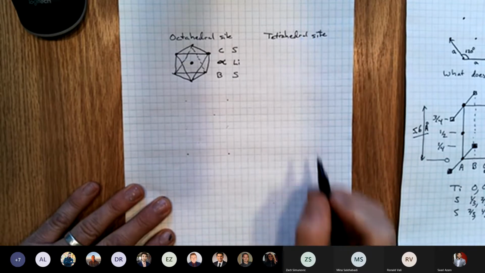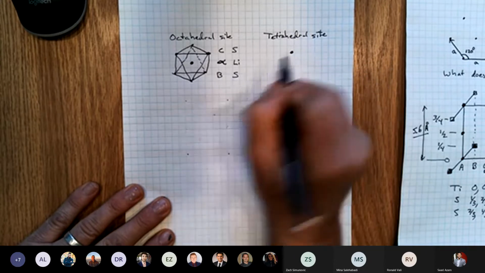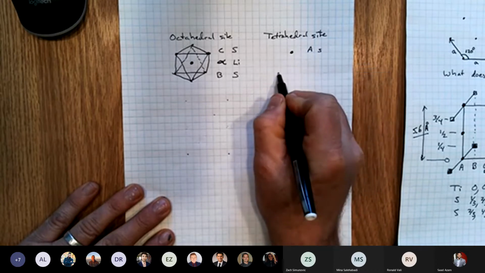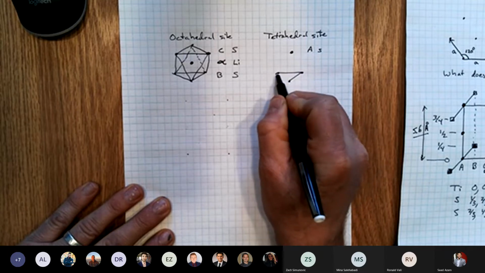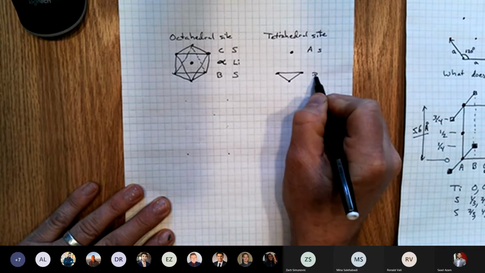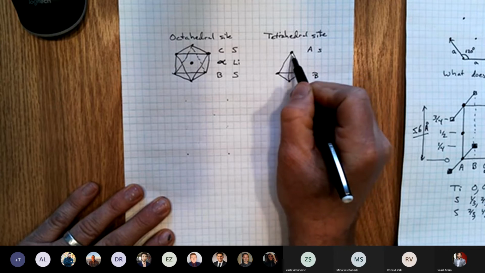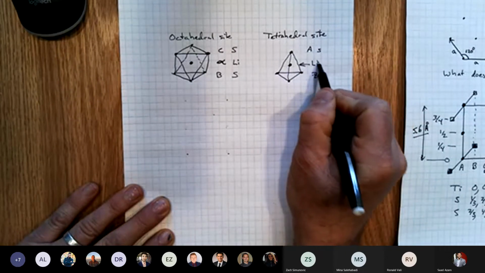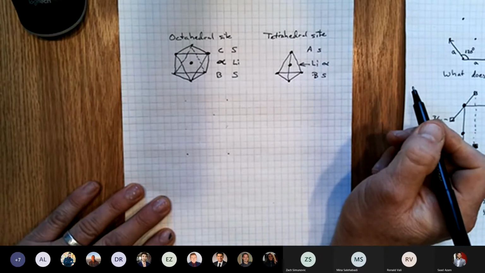So a tetrahedral site would be a situation where you might have the sulfur on the A site, and down below, sulfurs are on B sites. And then you put the lithium right below the sulfur above, also on an A site. Okay.